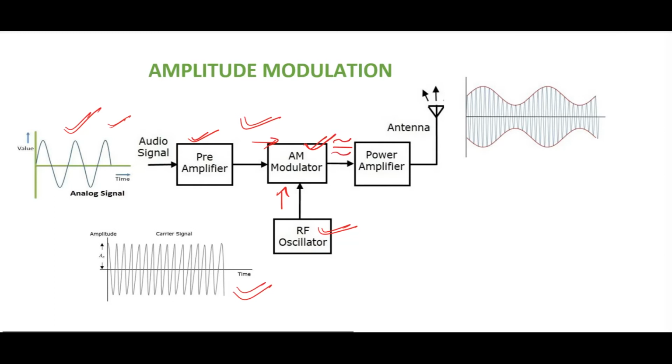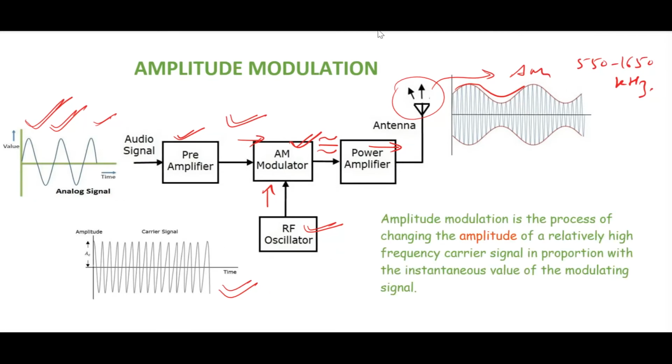Then this AM wave is processed through this power amplifier to match the frequency of this antenna. Finally, this antenna radiates an AM wave, or you can say an EM wave, whose amplitude is varied in accordance with the amplitude of the message signal. Generally, this transmission can be between 550 to 1650 kilohertz.